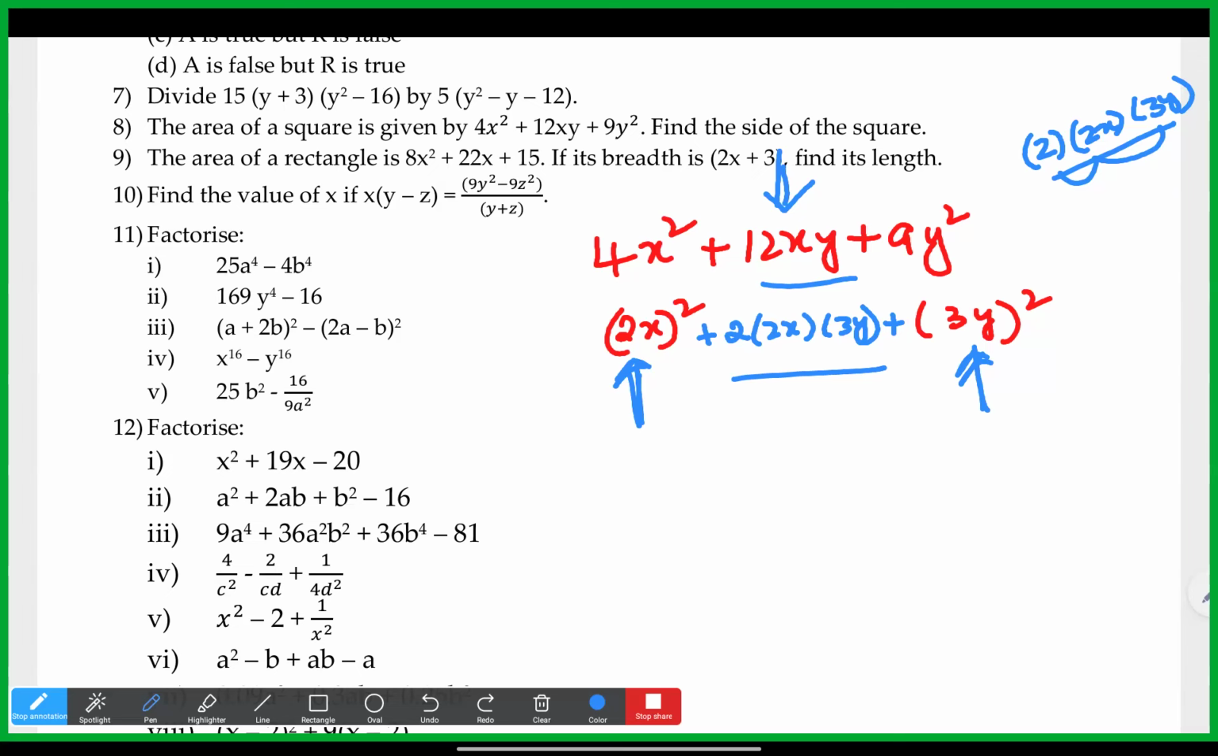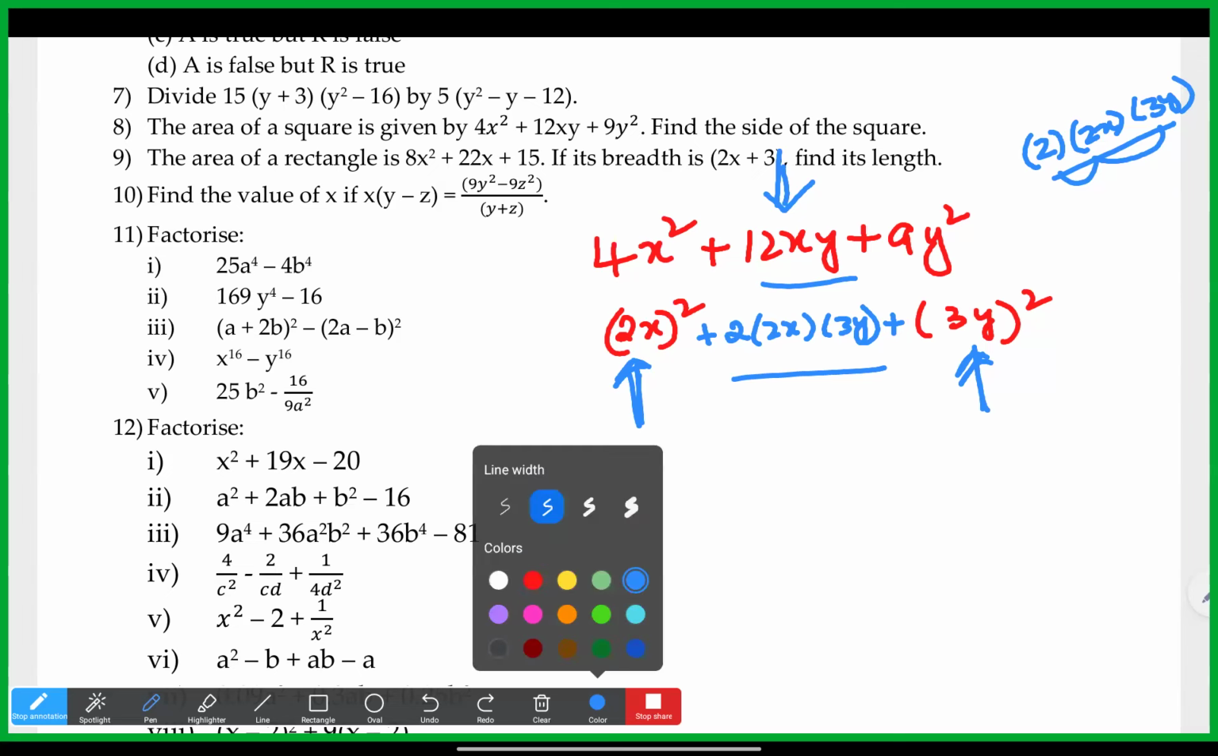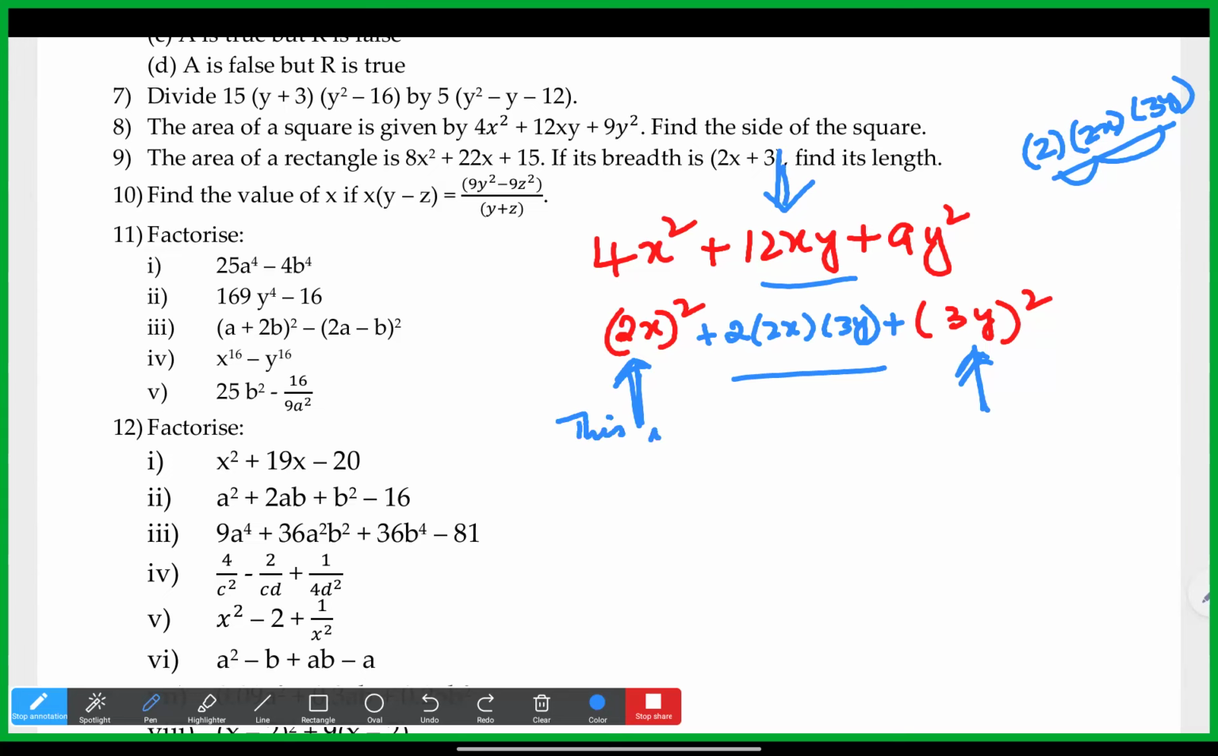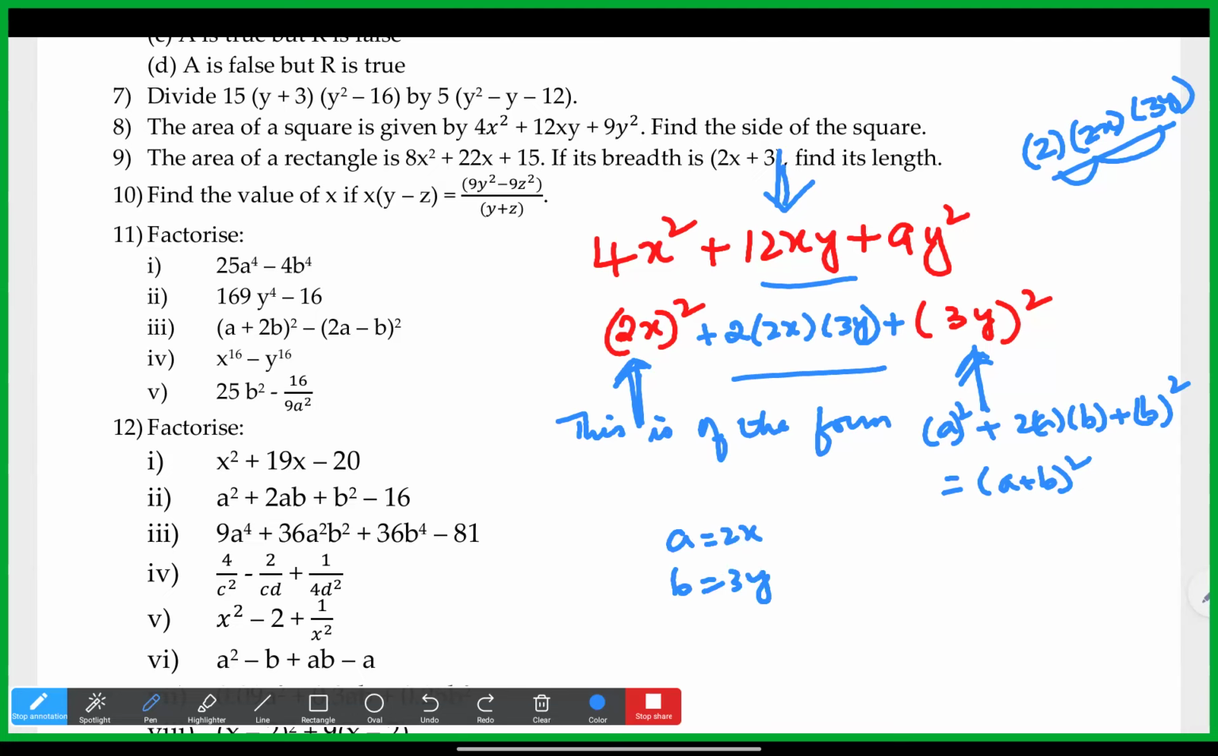Yes, Pranavi. Now from this, simply we will write this is of the form a square plus 2ab plus b square, which is equal to a plus b whole square. So by observation, clearly a is 2x, b is 3y. So the answer is 2x plus 3y whole square. Since we require the side, we'll write this as 2x plus 3y into 2x plus 3y.